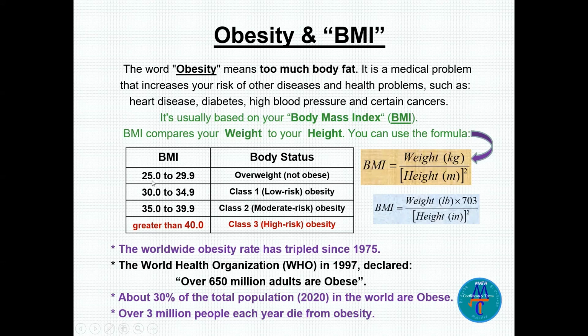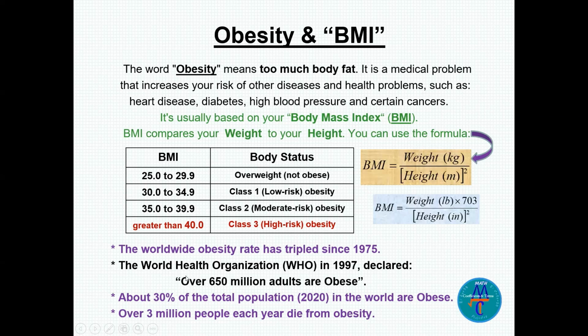Now look at this table here. If you get a BMI of 25 to 29.9, then you are overweight, not obese, just overweight. If you get a BMI of 30 to 34.9, this is class 1, low risk obesity. And so on. If you get a BMI of 35 to 39.9, this is class 2, moderate risk. If you get a BMI of more than 40, this is class 3, high risk. You have to see somebody for help.